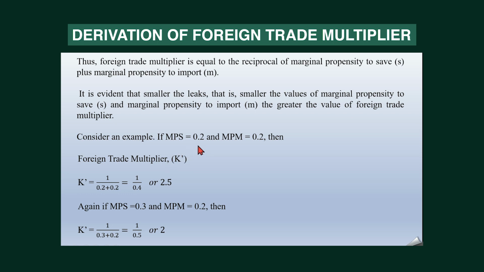Suppose MPS in the economy is 0.2 and MPM is also 0.2. Then the foreign trade multiplier, which is 1 by MPS plus MPM, will be equal to 1 by 0.4, that is 2.5. That is, for every 1 unit rise in export, the income rises by 2.5 times.